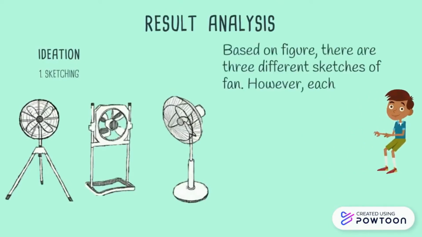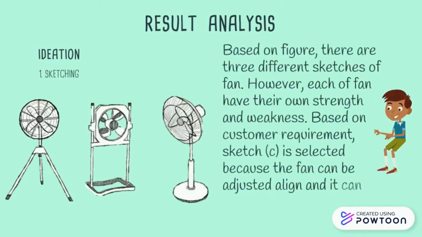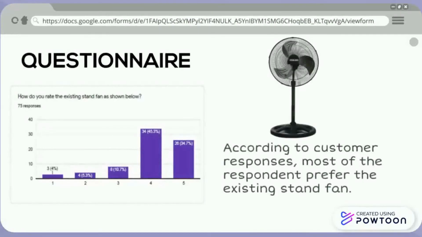The next slide is the result analysis. In sketching, based on the figure, there are 3 different sketches of fan. However, each of the fans has its own strengths and weaknesses. So based on customer requirements, sketch C is selected because the fan can be adjusted, aligned, and it can be rotated 180.